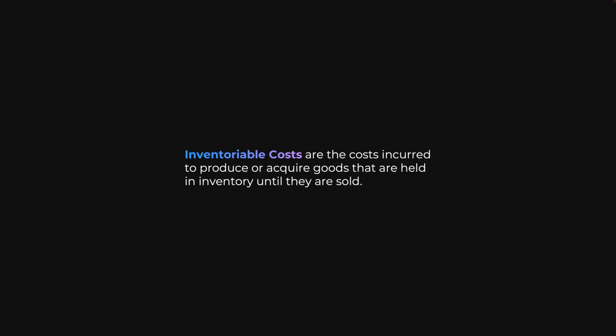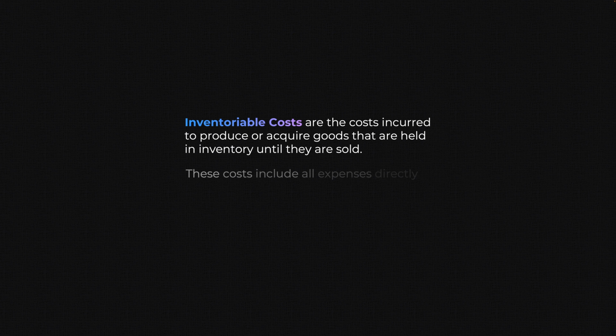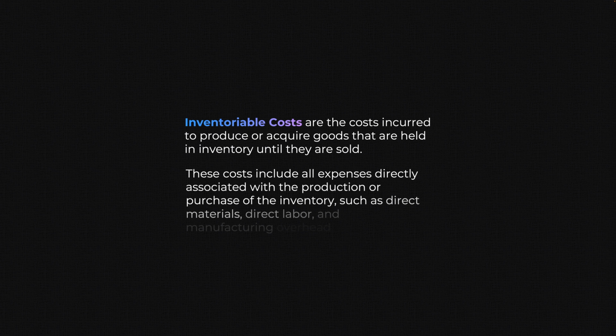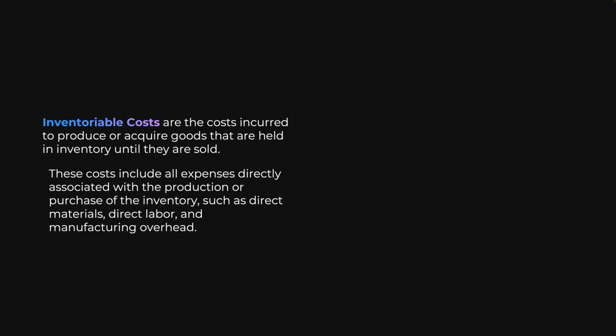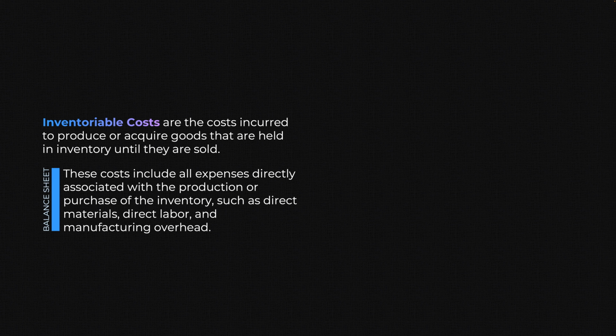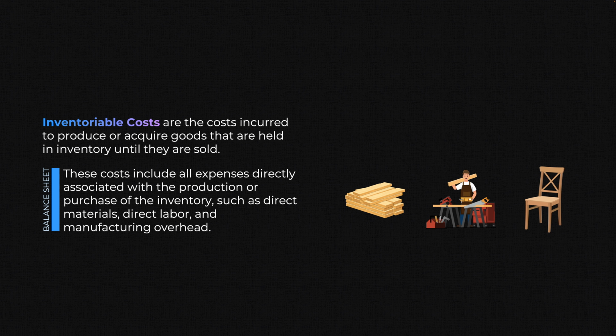Inventoriable costs are the costs incurred to produce or acquire goods that are held in inventory until they are sold. These costs include all expenses directly associated with the production or purchase of the inventory, such as direct materials, direct labor, and manufacturing overhead. Said another way, these are some of the costs we've talked about in other lessons that all go onto the balance sheet. You know what these are. These are direct materials, work in process, and finished goods inventory.